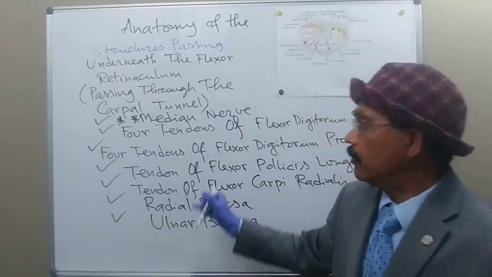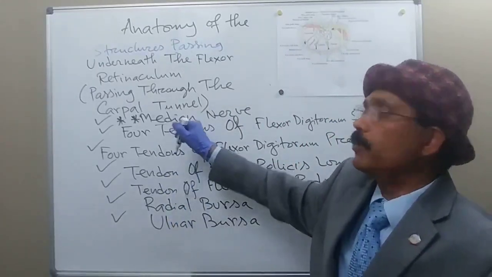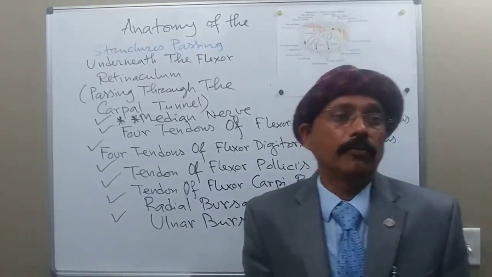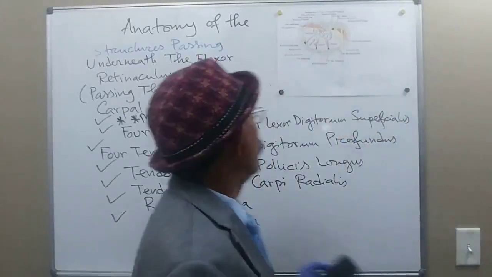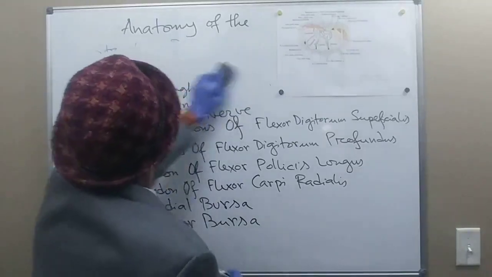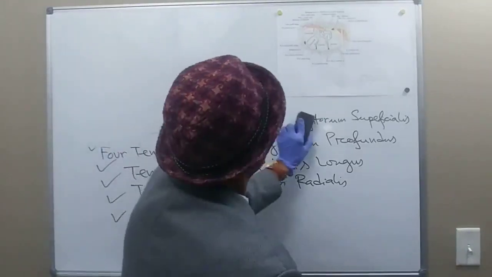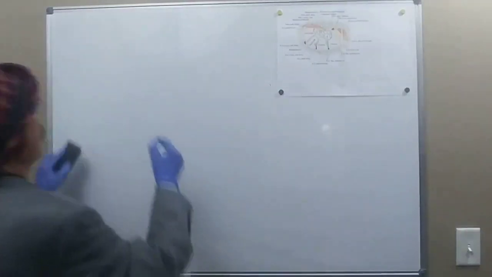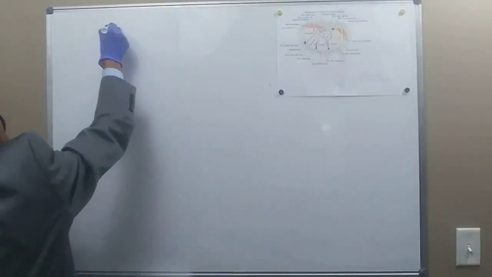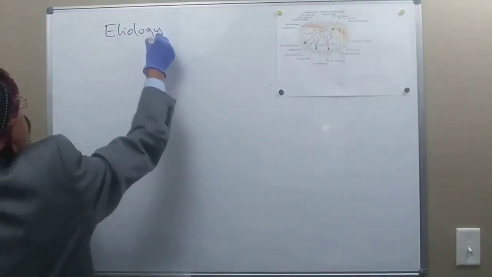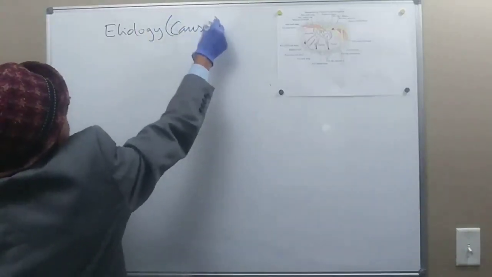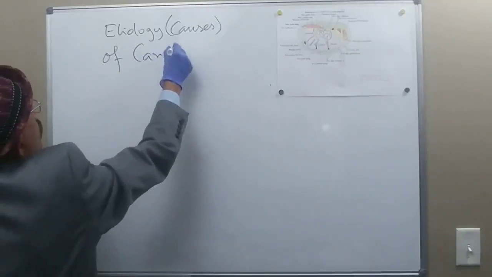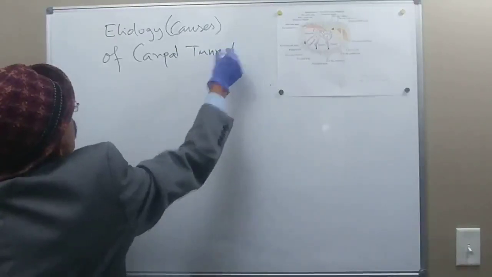Okay. So any pathology of any of these structures may compromise the median nerve, and we will get carpal tunnel syndrome. Okay. So what are the causes of carpal tunnel syndrome, or etiology?